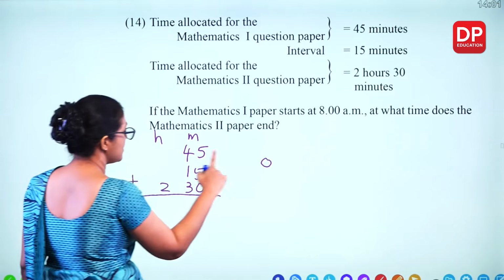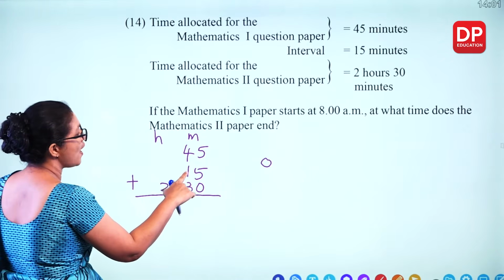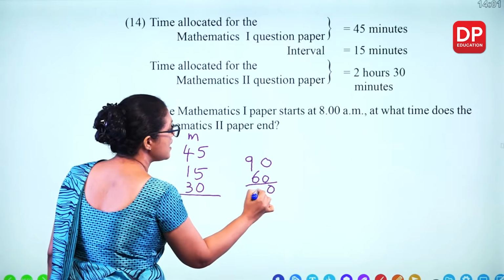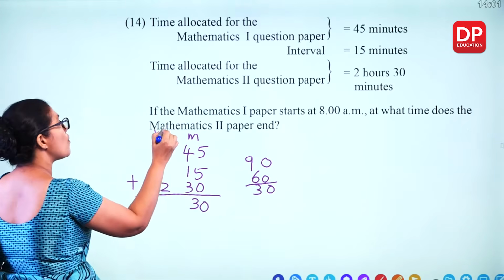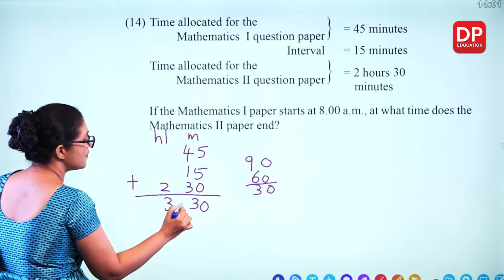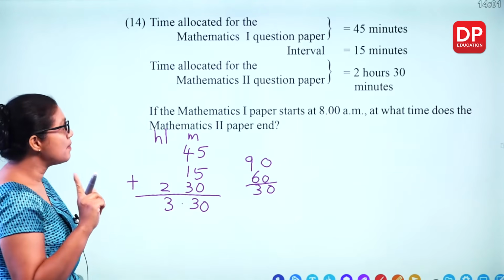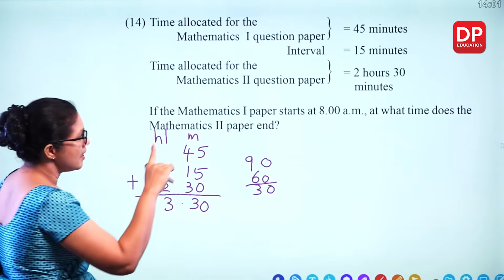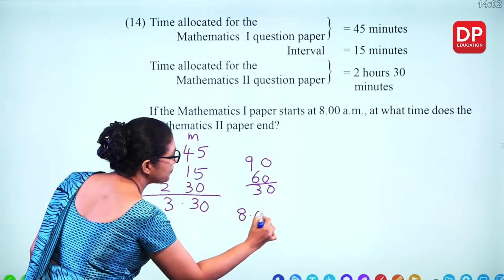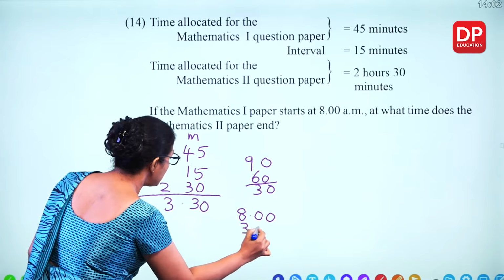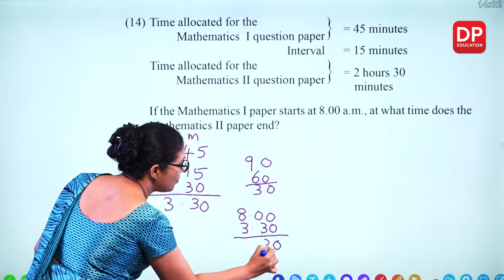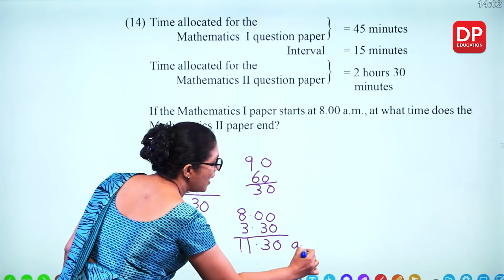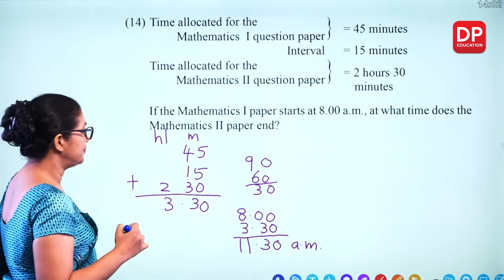5 and 5, 10. 1 remaining. 4 plus 1, 5. 5 plus 4, 9. So this is more than 60. So subtract 60. You get 30 here. So we are taking 1 hour there. 2 plus 1, 3. 3 hours and 30 minutes taken for the whole thing. Started time was 8 a.m. Add 3 hours and 30 minutes. You get 11:30 a.m. That's in the morning.